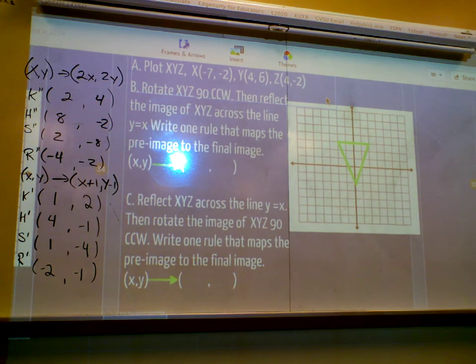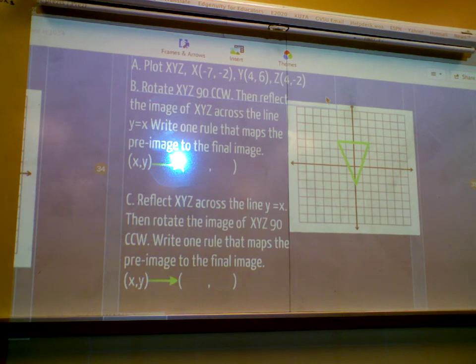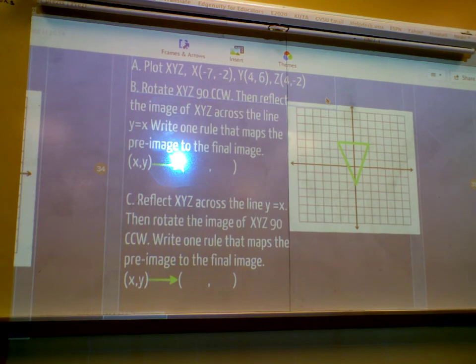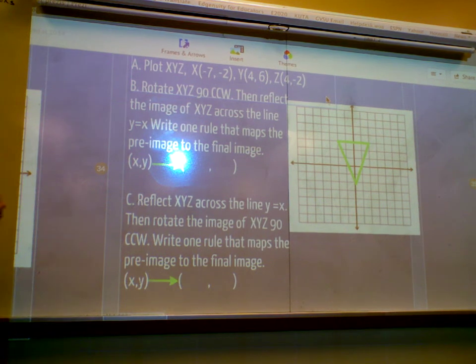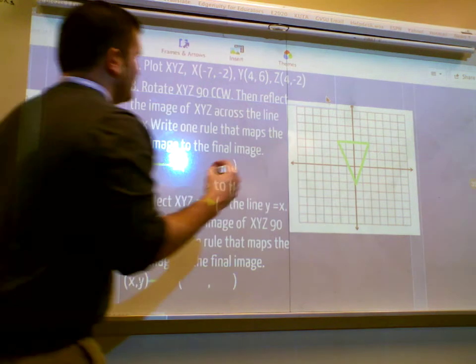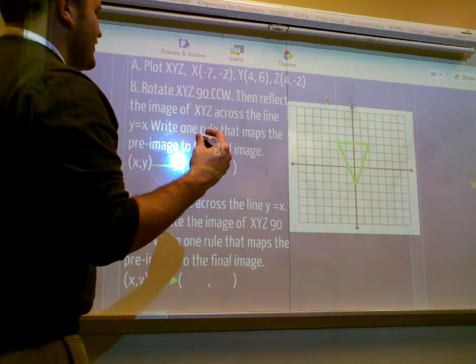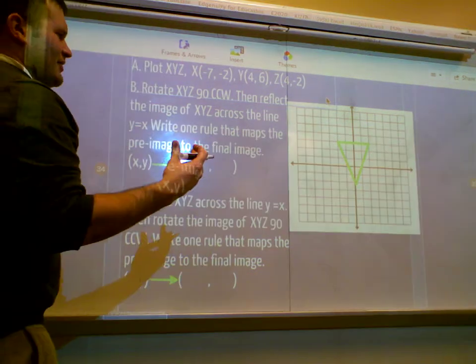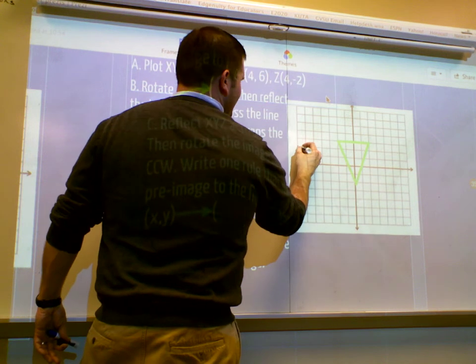Okay, so we first need to plot x, y, z. And we're going to rotate 90 degrees counterclockwise. All right, so x is -7, -2. So that means my drawing is not right. Yeah, we'll fix it. So ignore that green one. Sorry about that. Okay, -7, -2.